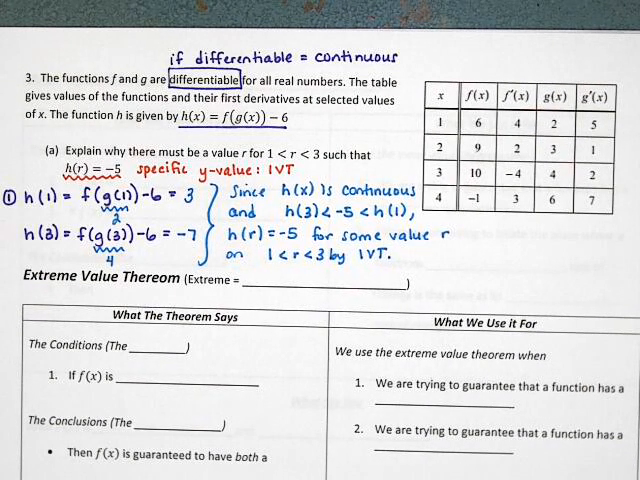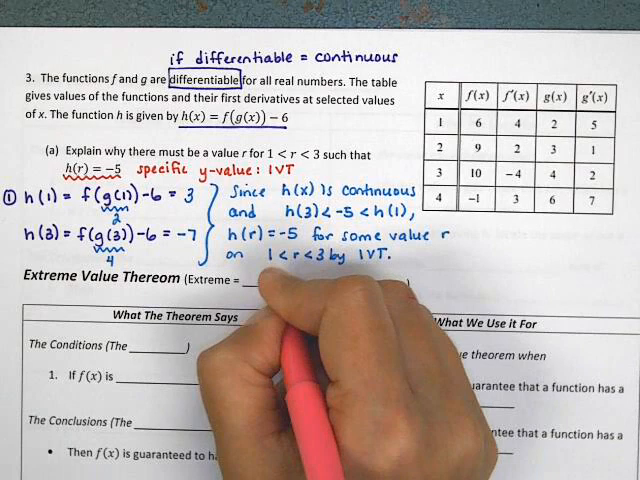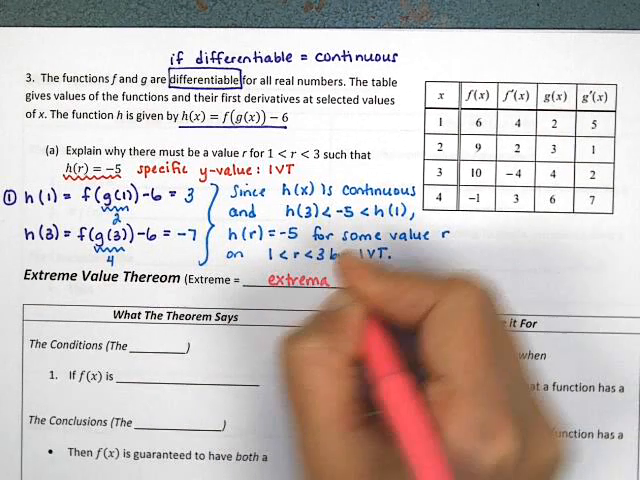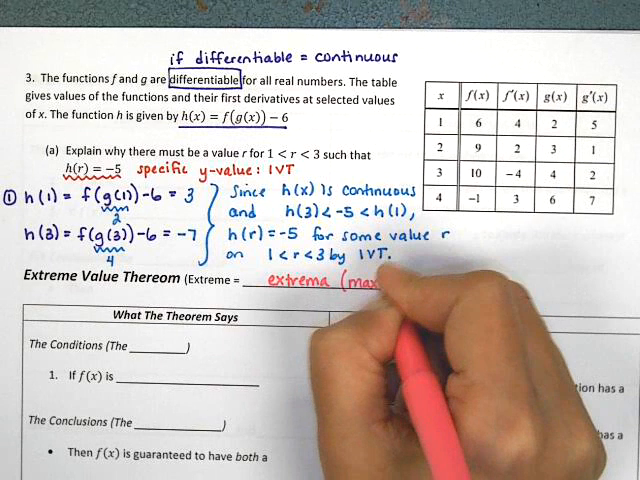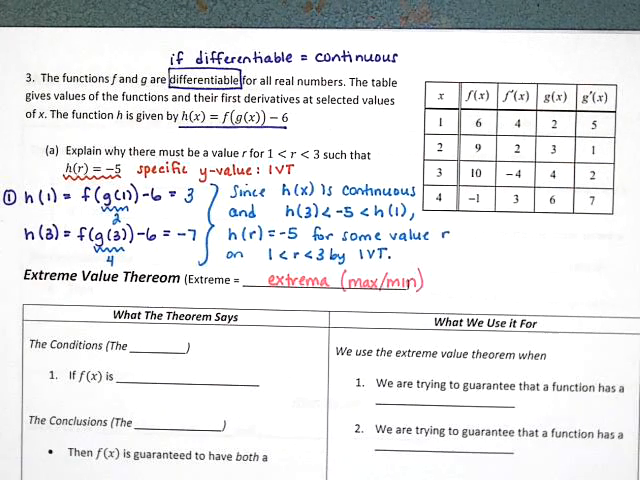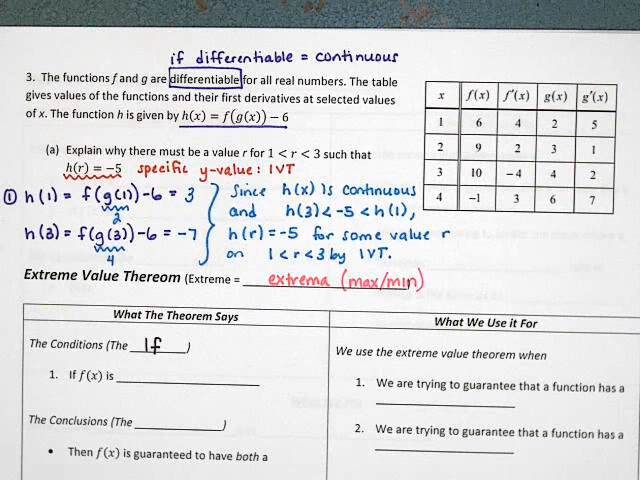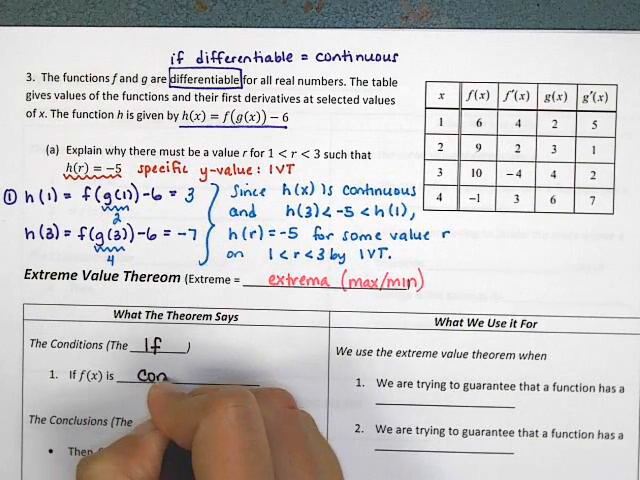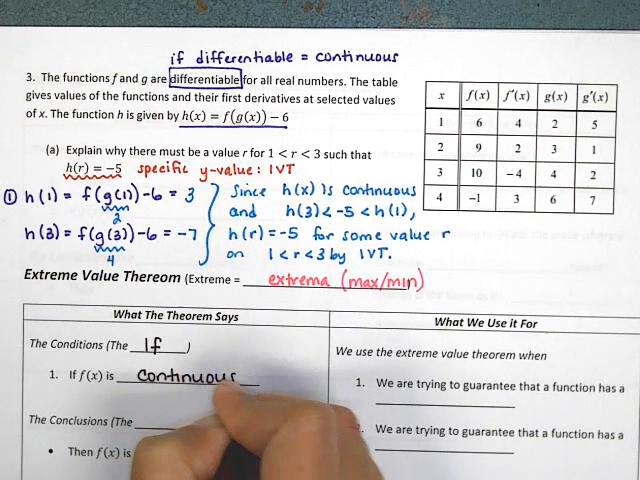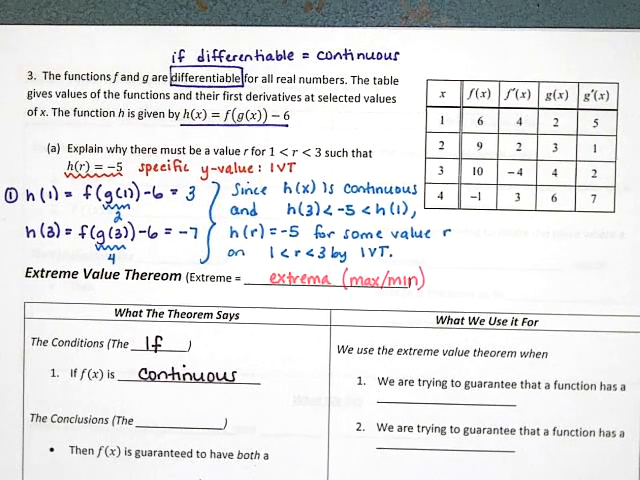Now we're going to look at two new theorems. There we go. The extreme value theorem is probably the least commonly used theorem. What the extreme value theorem talks about is extrema, so maximums and minimums. It's got the most basic conditions. The only condition, the only if in the extreme value theorem is that f of x has to be continuous. And it gives us the most basic result.